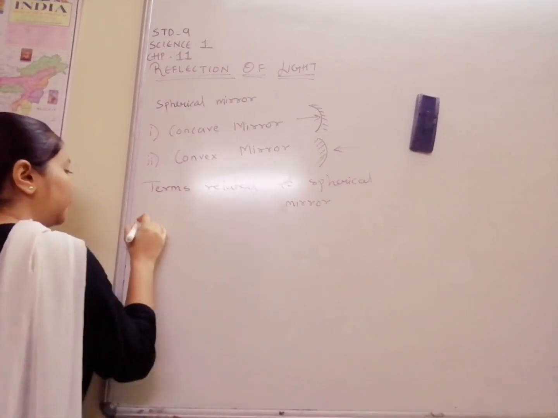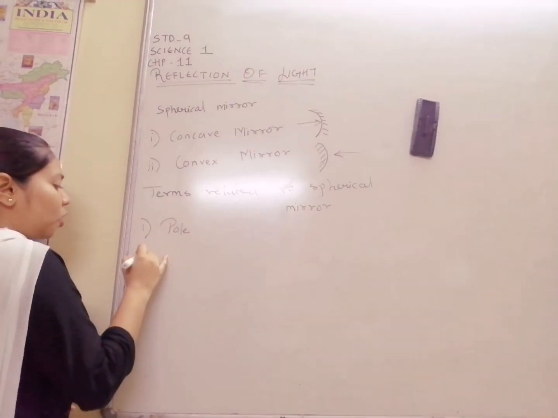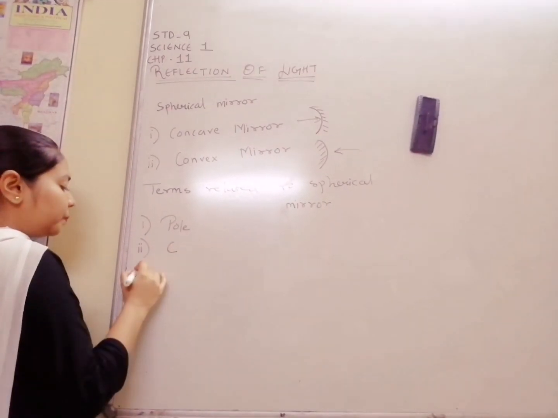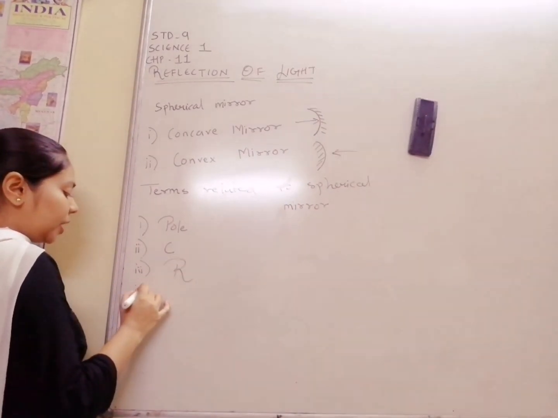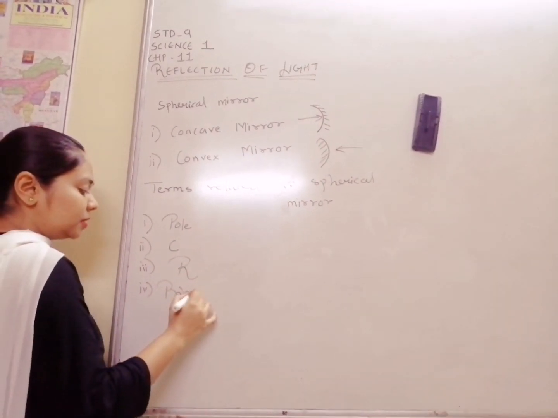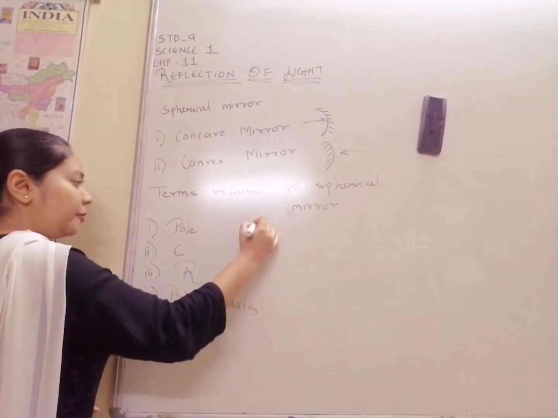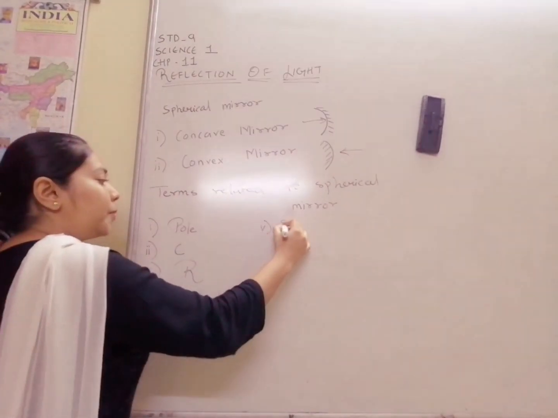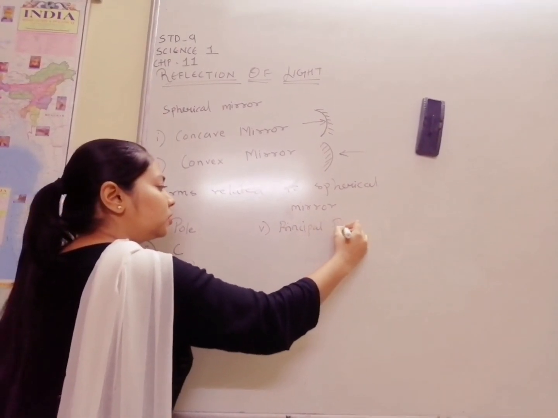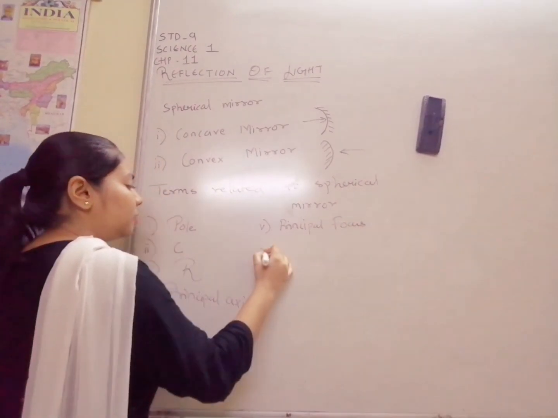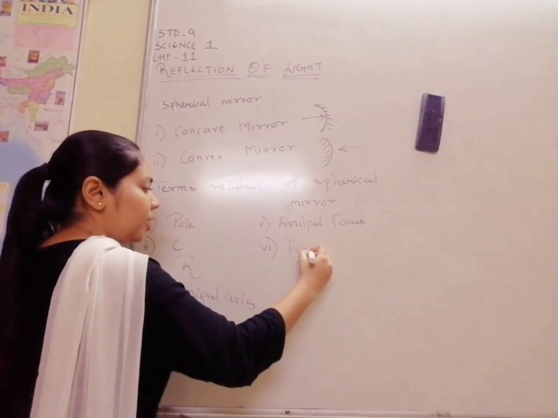And what were they? It was pole, it was center of curvature, it was radius of curvature, then there was principal axis, then there was principal focus, and what? Focal length.